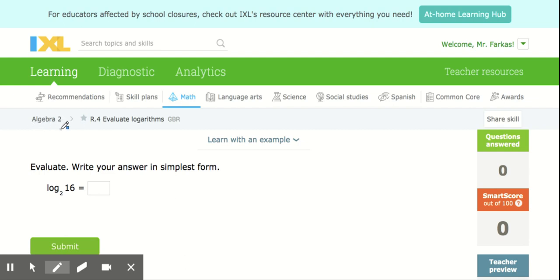This video is going to be on Algebra 2 IXL topic R4, evaluate logarithms. Now you should have completed R1 already, so you should understand the connection between logarithms and exponential functions. But remember, this is read log base 2 of 16 equals what? Logarithms help us write it so that the answer is the exponent. So this is really asking us, 2 to what power is equal to 16?